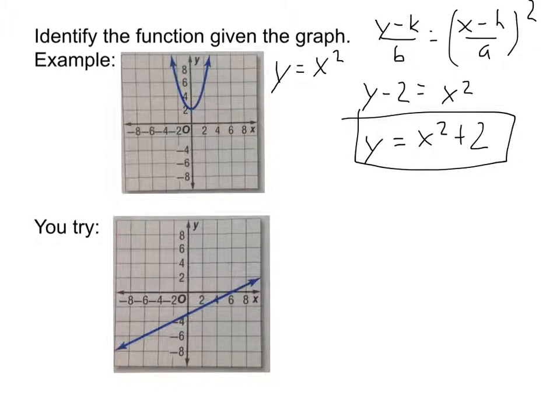Okay, the second one, that's a line, so we know our parent function is y equals x. That's the parent function we're talking about. This one's a little bit harder. If we look at this, this thing has shifted. We could look at it a bunch of different ways, but the easiest one for me to see is I'm just going to say it's shifted down 3. That would mean my k value equals negative 3.